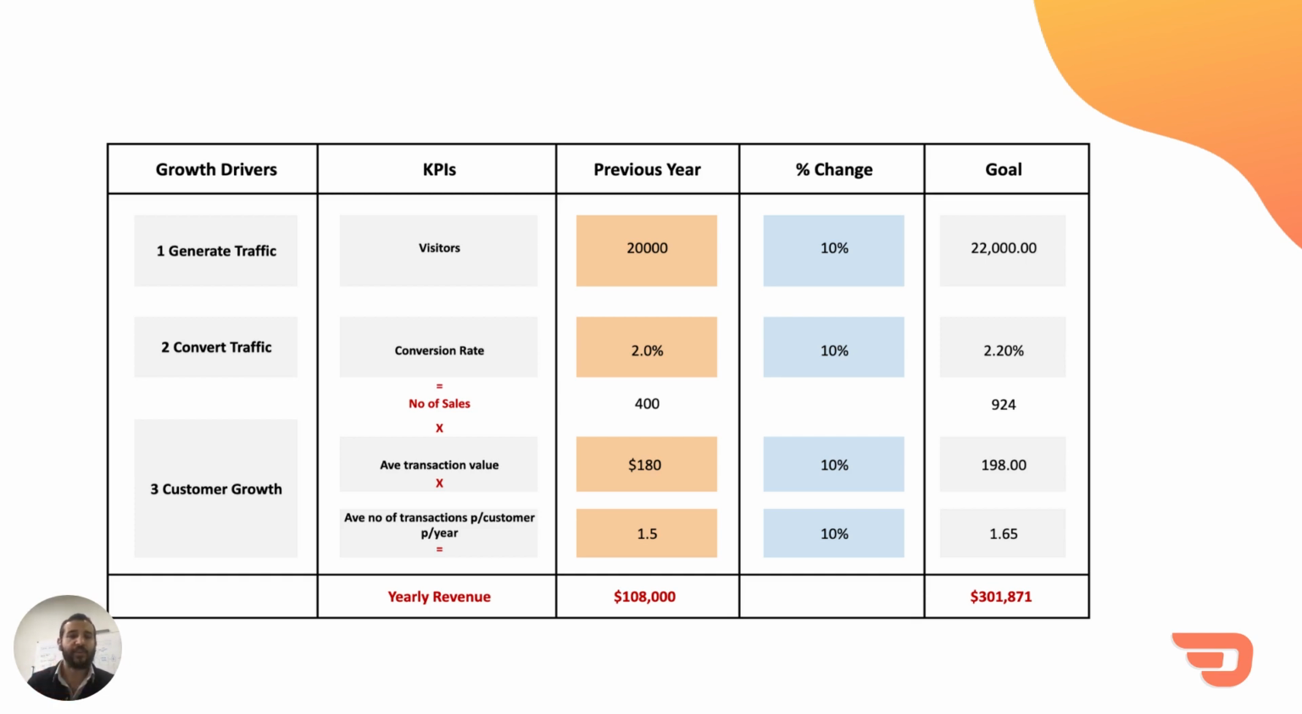Or let's use an example that starts from an even lower baseline. So let's say you're just cracking $100,000 per year in sales, right? 108 to be specific. Even a 10% increase across each of those growth drivers could almost triple your business to over 300,000, right? So even if you moved from 20,000 visitors to 22,000 and from 2% conversion rate to 2.2 and so on, you could achieve quite a significant leap in growth.